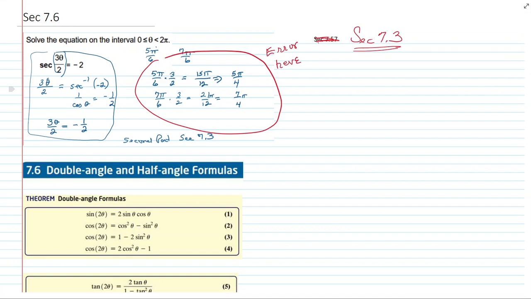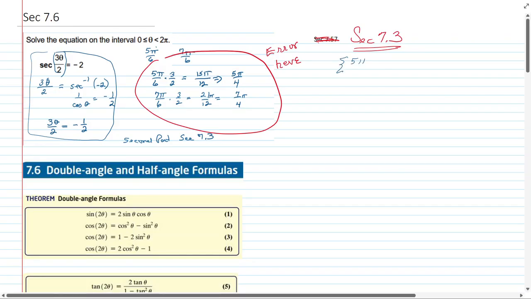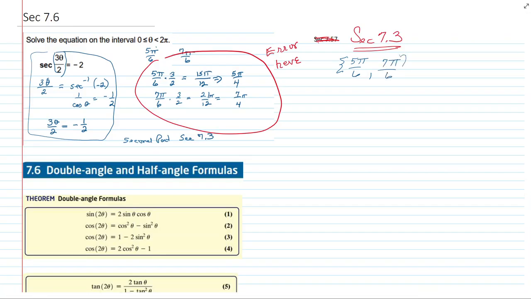And the first step that we did was really great. I had a solution set of 5 pi over 6 and 7 pi over 6 that gave me a -2 for secant of 3 theta. But the problem is this is not the solution, but what it should turn out to be. And I made a very grievous error, and I apologize.